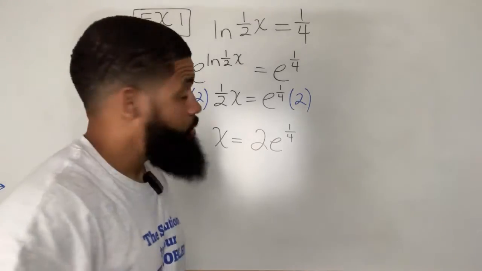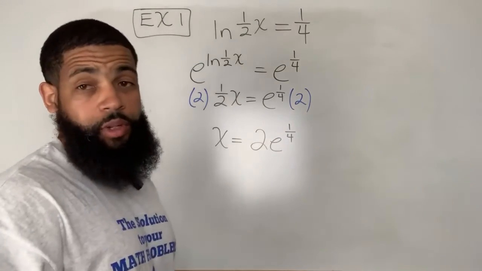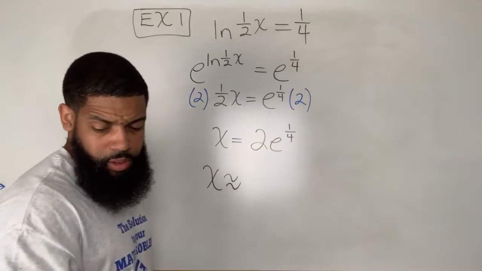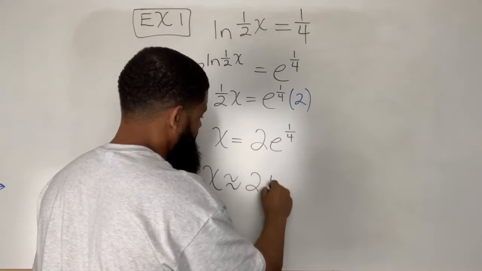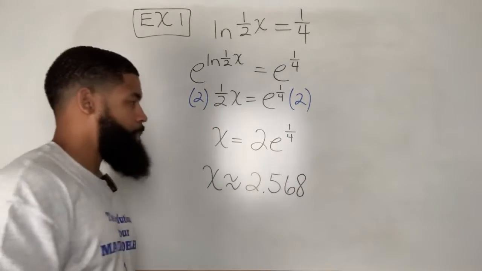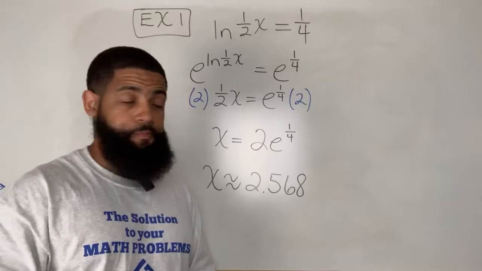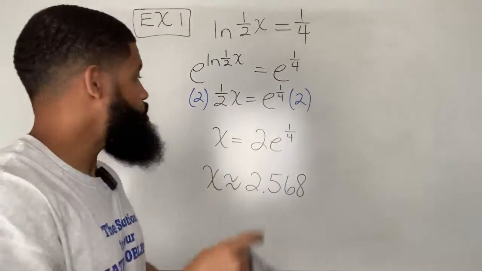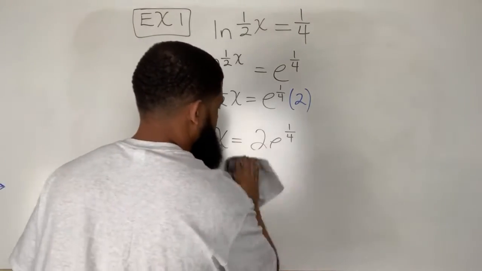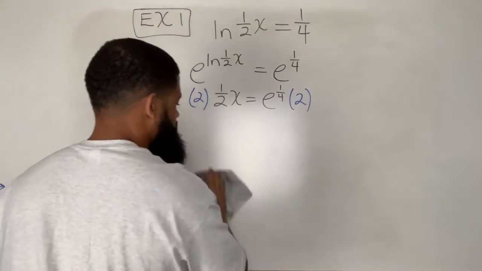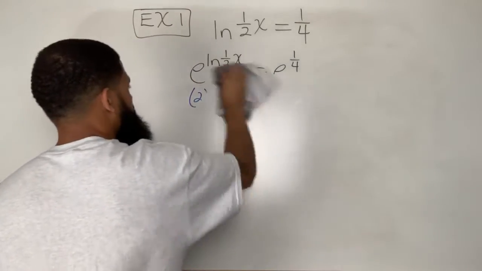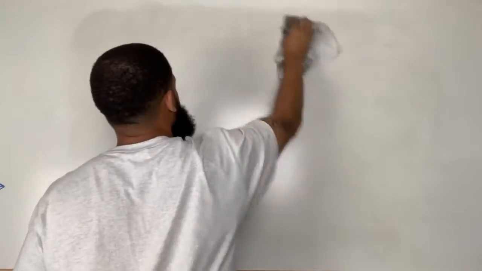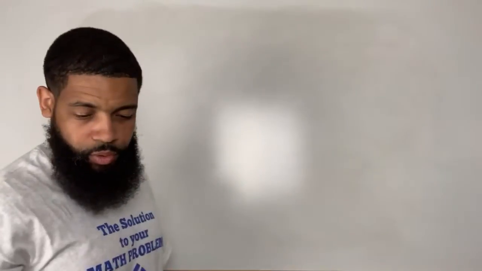Now I can put 2e to the 1/4 power in the calculator, and it gives me an approximation of about 2.568, and that's your value of x. So there it is. Remember, we're balancing these just like a basic algebraic equation, and everything goes back to the basics. Whatever you do to one side of the equation, you have to do to the other side, and you still definitely have to use inverse operations.